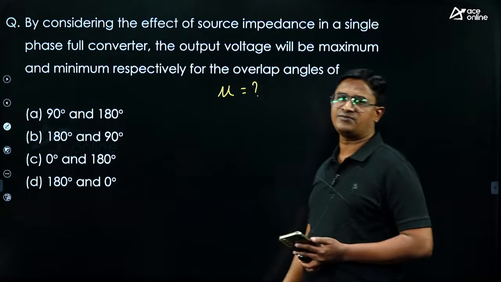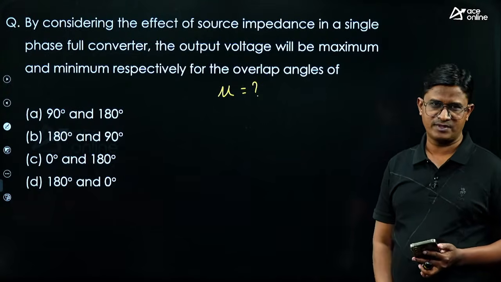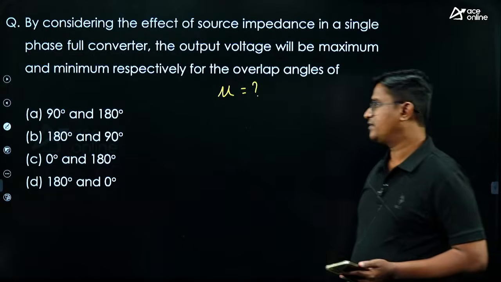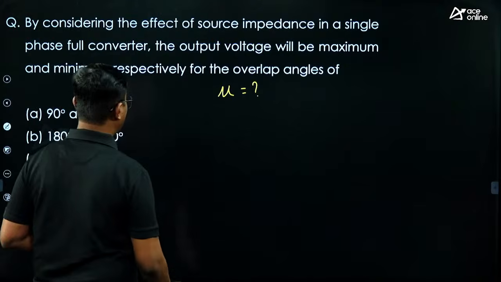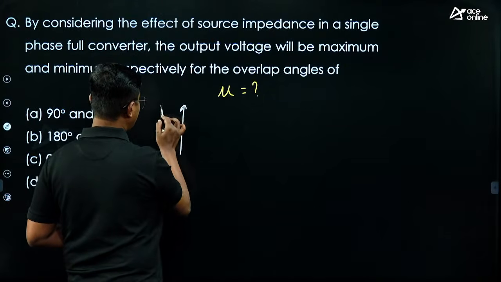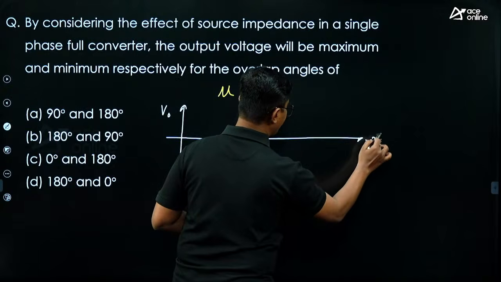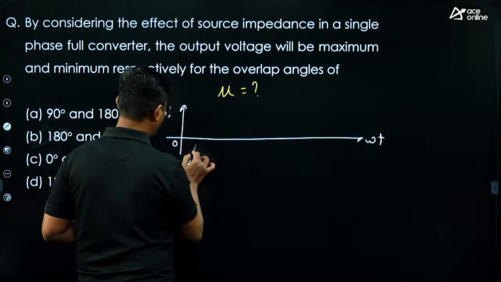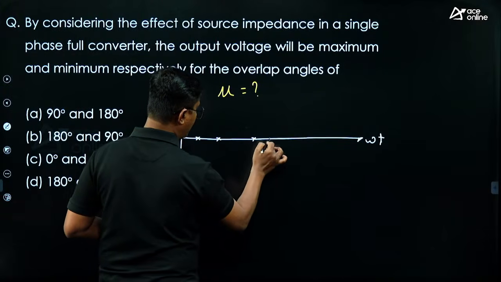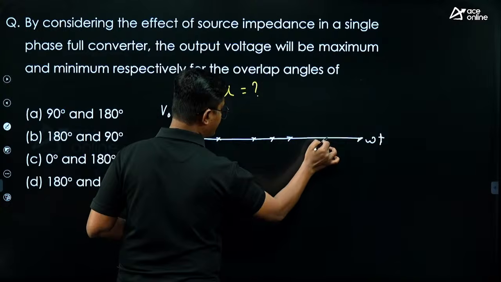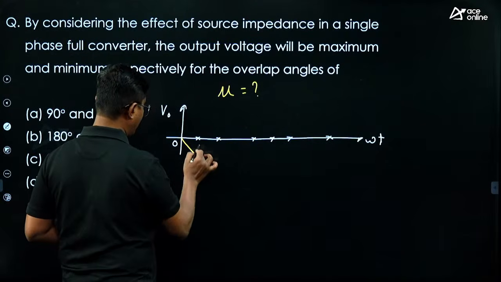Your output voltage will be maximum and your output voltage will be minimum, they are asking. Can anyone check your output voltage waveform when the source inductance is present? When source inductance is present in a single phase full converter, your output voltage waveform is like this: alpha, alpha plus mu, pi, pi plus alpha plus mu, 2 pi. Check this waveform we already drew during our analysis.